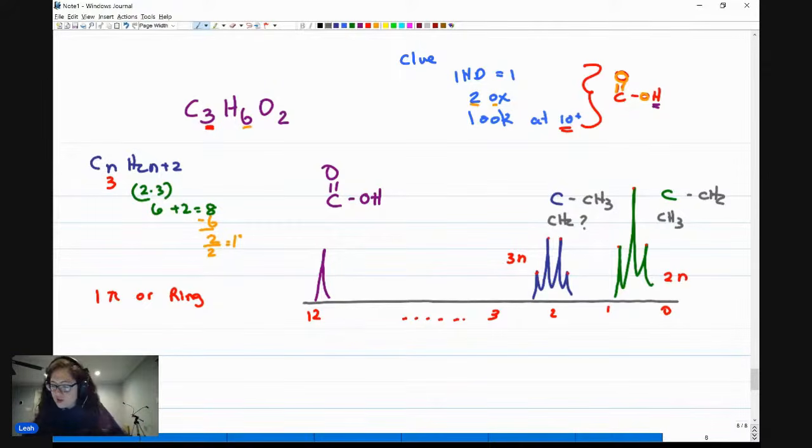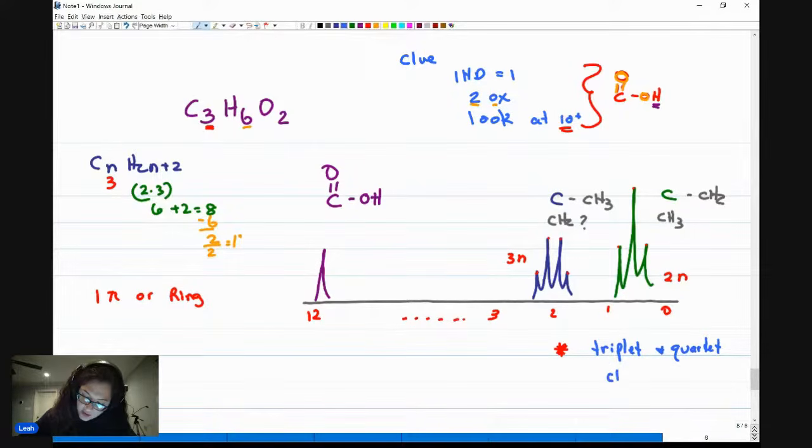Now here is another shortcut I want you to recognize. Anytime you have a quartet and a triplet, 3 hydrogens and 2 hydrogens, they are the neighbors to each other, CH3, CH2, that is an ethyl group. So this right here is another shortcut that will make your life a lot simpler. Recognize a triplet and a quartet. When you have the triplet that is a CH3 and the quartet as a CH2, that is an ethyl, and that is one more group that you instantly recognize on the molecule.